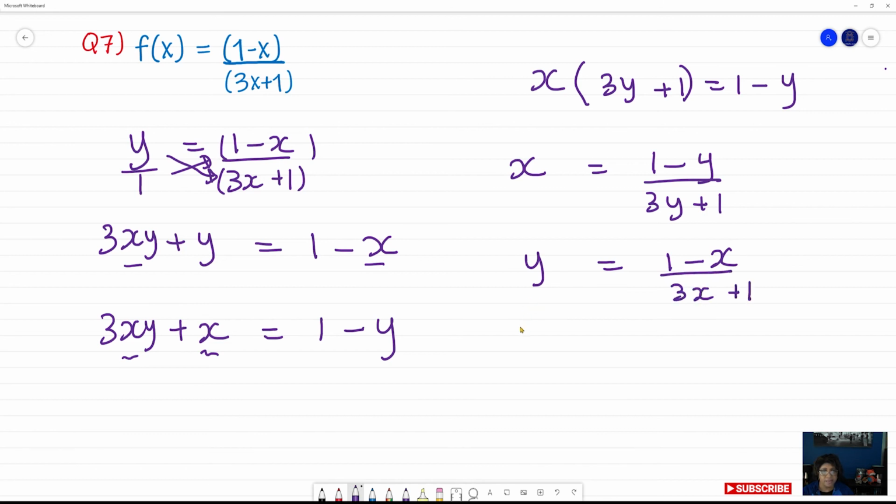So the last step is to use the inverse notation. So f negative 1 of x is going to be equal to 1 minus x over 3x plus 1. And this is your final answer.